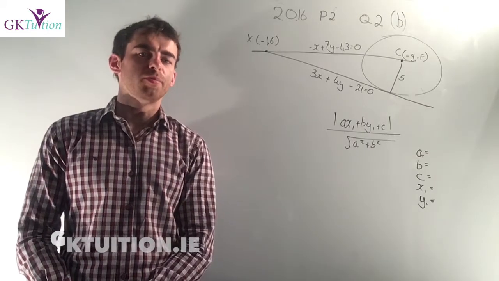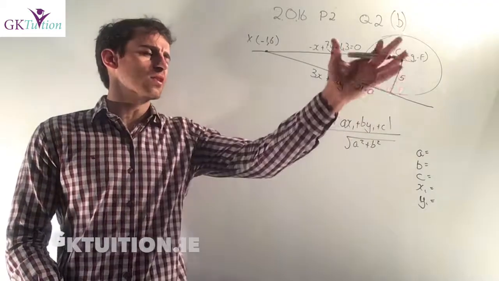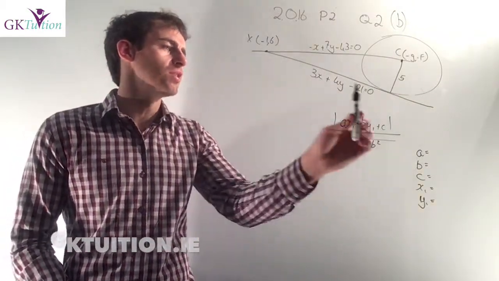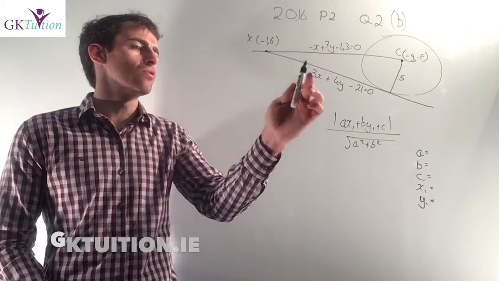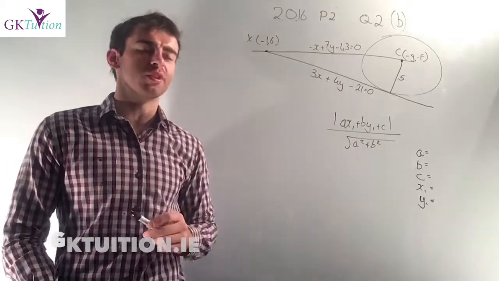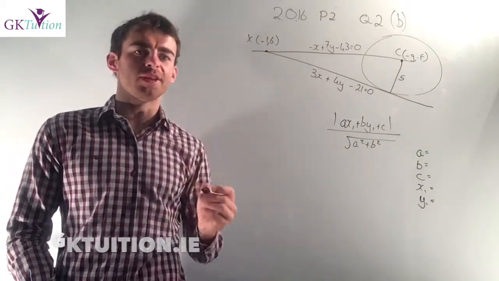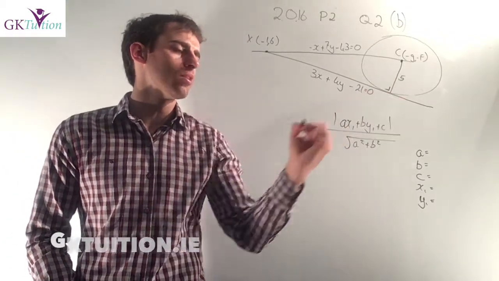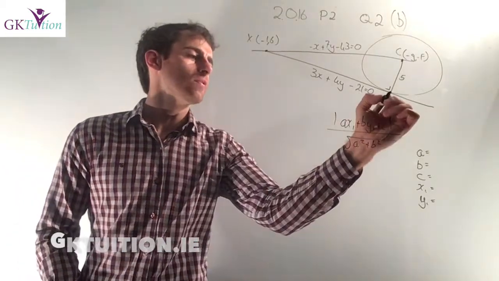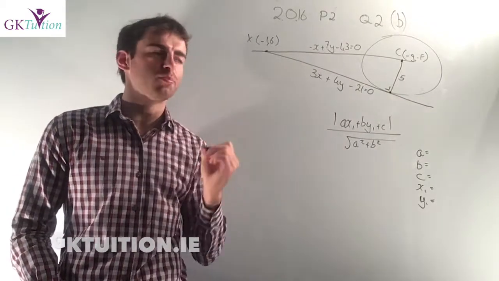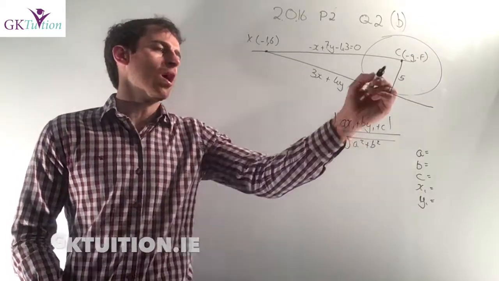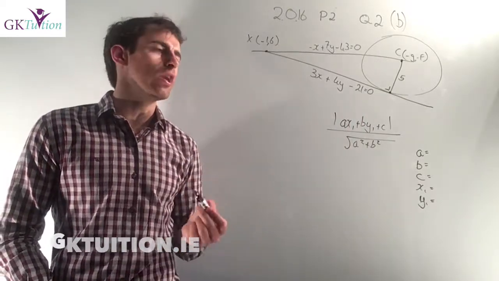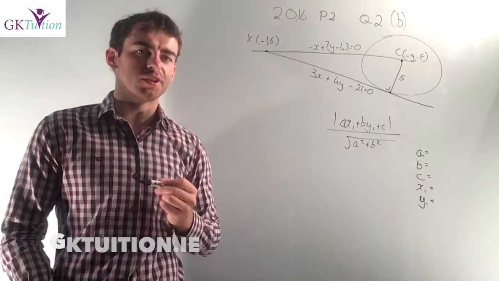Okay, so for part B of this question, we're now given a scenario that looks like this. We're told the equation of a tangent to the circle S is 3x plus 4y minus 21 equals 0. Now remember, whenever they mention tangent, you should always realize that a tangent is perpendicular to the radius at the point of contact. I'm told the radius of my circle is 5, and I'm asked to find the equation of my circle.